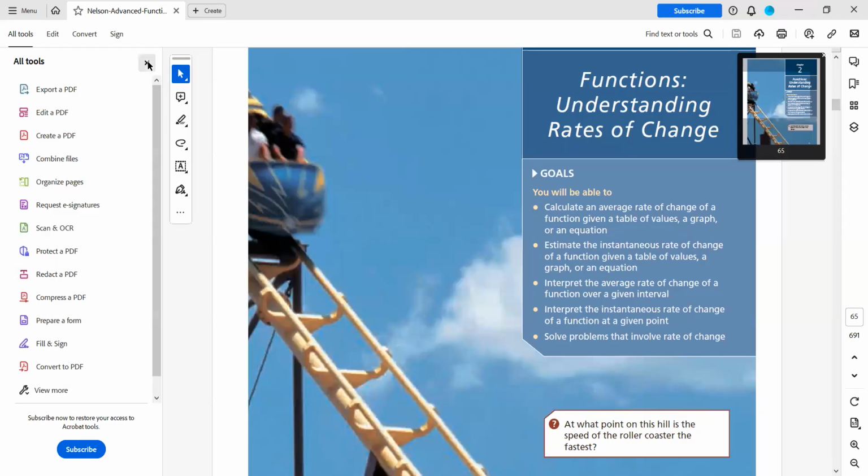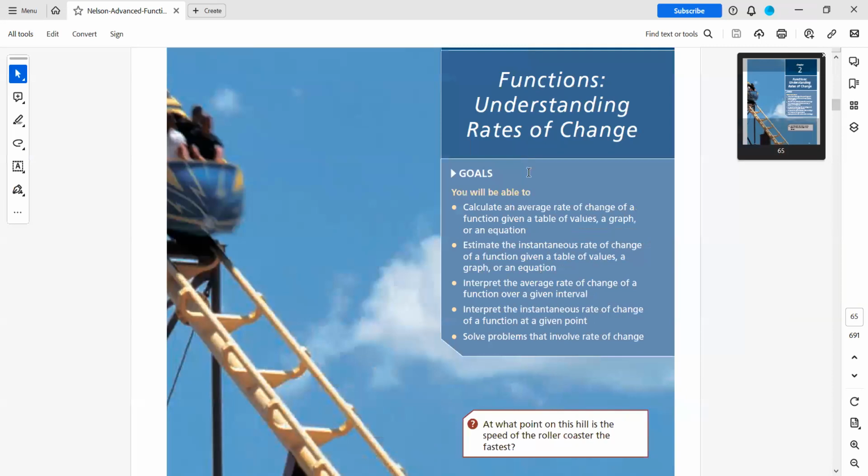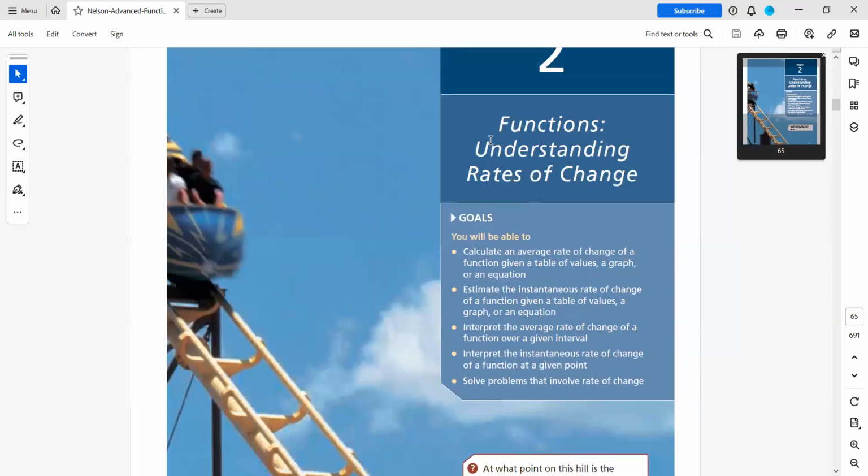Meanwhile, you can write down the topic of today's class is rates of change.